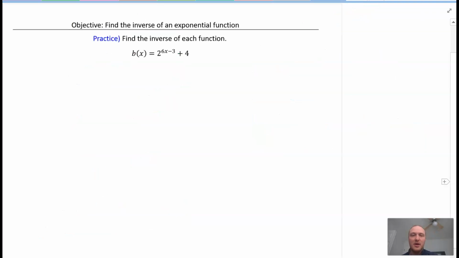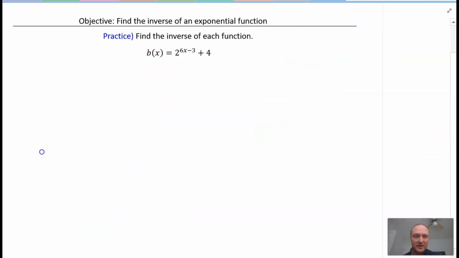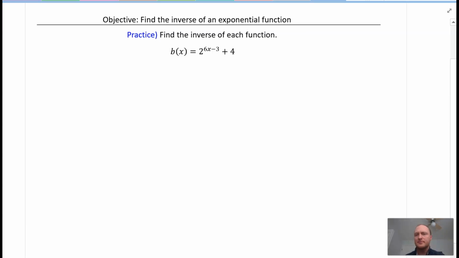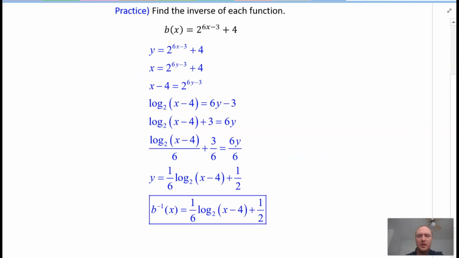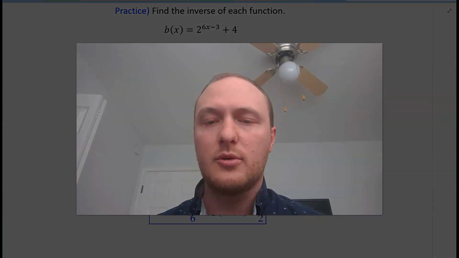So here's a practice problem. Again, please pause the video. Please try this one, and I'll post the solutions. Okay, so hopefully you've tried this. Here is the solution. Okay, and that is it. That is finding the inverse of exponential functions, which happens to be logarithmic functions.